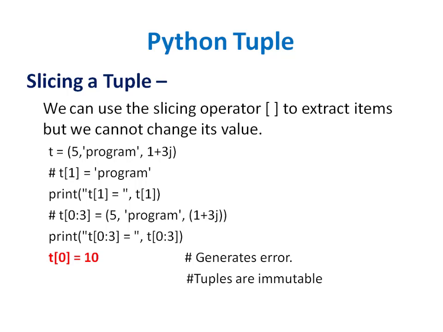For example, if a given tuple t is equal to (5, 'program', 1 plus 3j), it is a collection of an integer, string and a complex number. Here t[1] is program, so if we try to print t[1], that is going to print program. If we try to print t[0:3], it is going to print all the elements of the tuple. But if we try to write t[0] is equal to 10, now we are assigning the value 10 where the initial value was 5. So this will generate an error, and you must know why it is generating an error. It is generating an error because tuples are immutable.